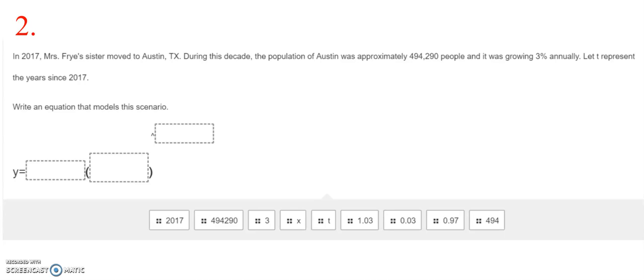Question 2. In 2017, Mrs. Fry's sister moved to Austin, Texas. This is a true story. During this decade, the population of Austin was approximately 494,290 people, and it was growing 3% annually. Let T represent the years since 2017, which means that when time is 0, we're talking about the year 2017. Write an equation that models this scenario.